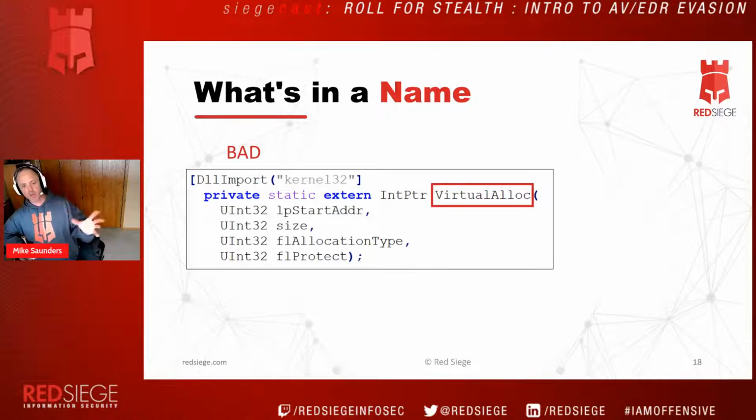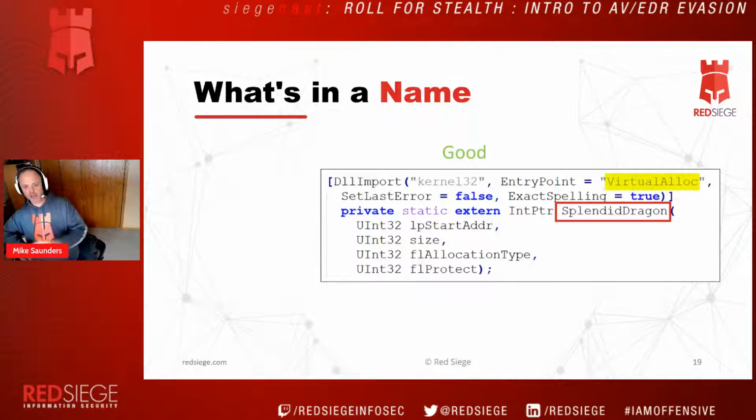So this is a typical way of doing a DLL import for VirtualAlloc. This is bad. This is very likely to be signatured by every AV under the planet. And if it's not, it should be. But this is how it's declared in the 3G student MS build template, for instance. This is going to be bad. We're DLL importing VirtualAlloc from kernel32. But with a simple change, we can get around some detection.